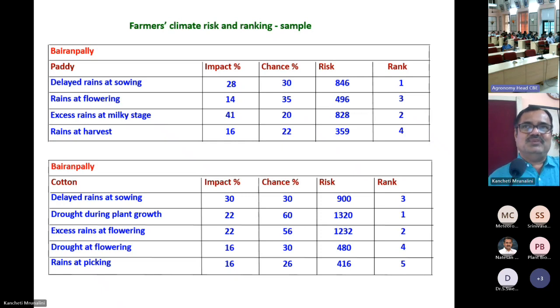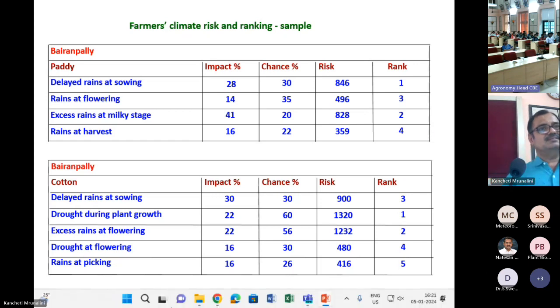So if a dry spell occurs during that time, the farmers may not be in a position to apply. And from 35 days onwards, square initiation will be there. If they don't apply fertilizer between 15 to 25 days, branching will be affected and the canopy development will be affected. Ultimately, it may not cope up at later stages. So that's why they expressed that as a very high risk.